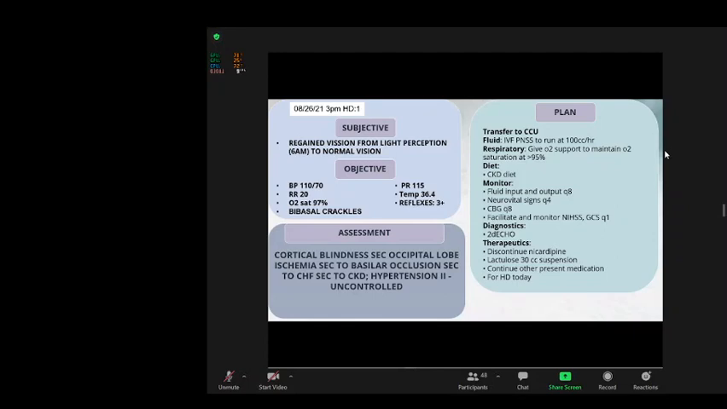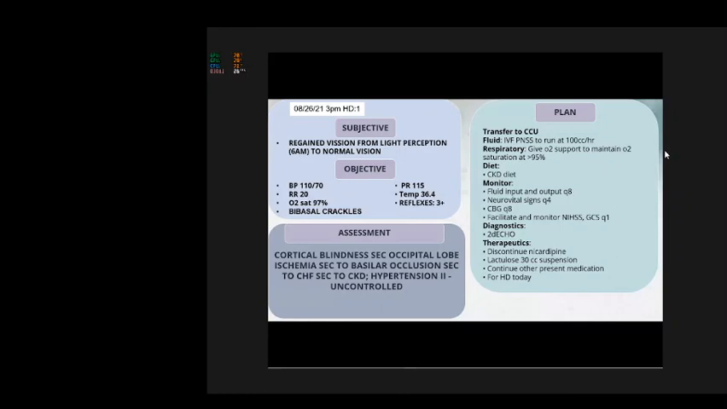And for the following day, subjective findings: regained vision from light perception to normal vision. For the objective, the vital signs were normal with bibasal crackles and reflexes at 3+. For the assessment, cortical blindness secondary to occipital lobe ischemia, secondary to basilar occlusion, secondary to CHF, secondary to CKD, hypertension stage 2 uncontrolled. The plan was to transfer to CCU.